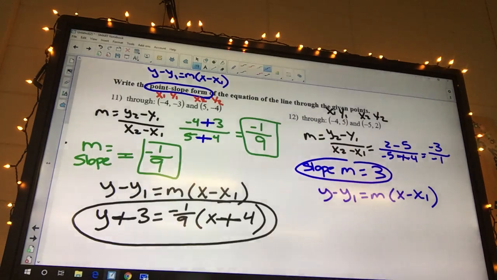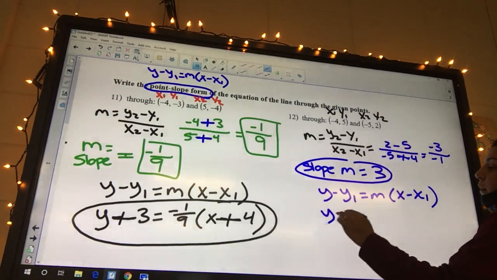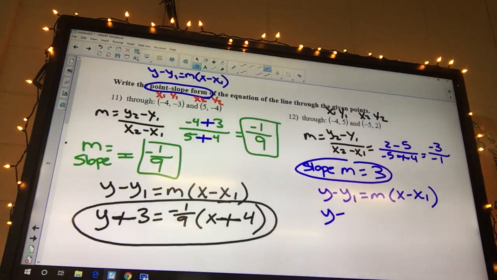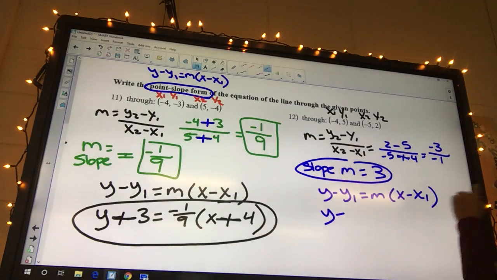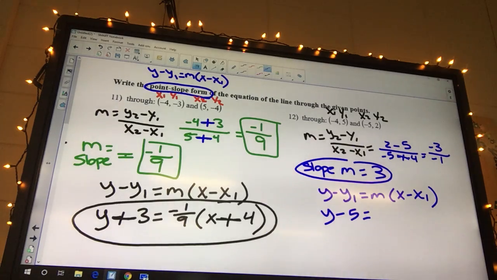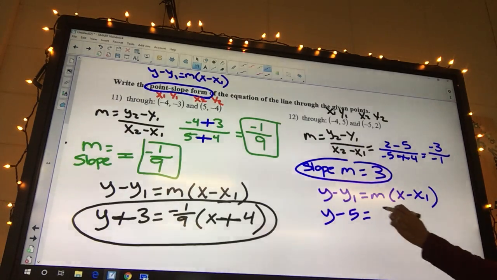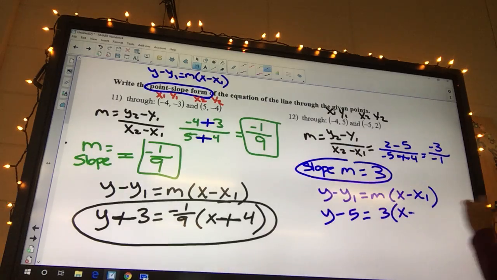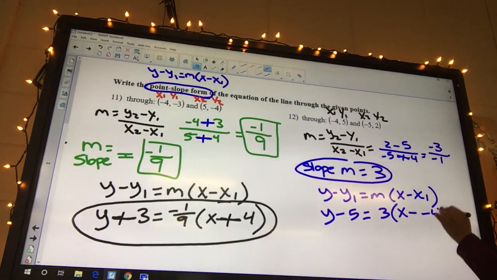So what is my y1? Negative 1. Look up at the top, what we labeled them. So what? Negative 5. Just 5 equals, what's my m? 3. X minus, what's my x1? Negative 4.